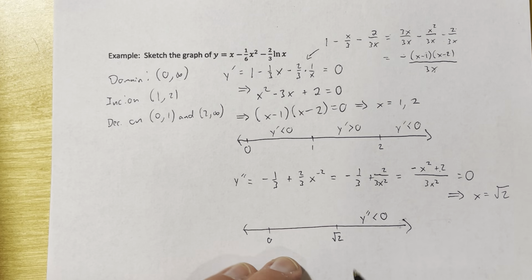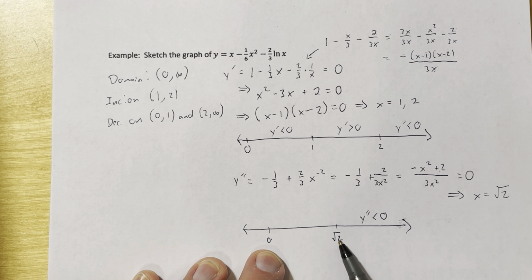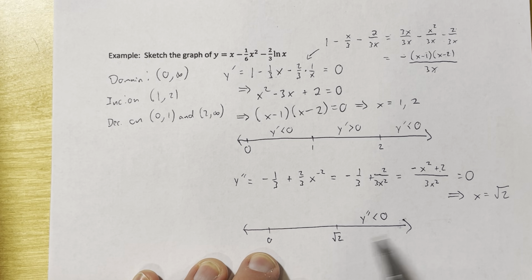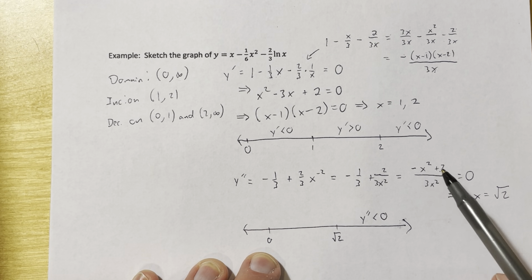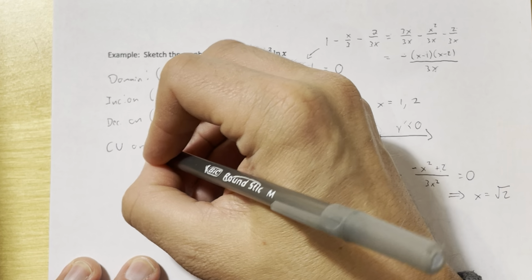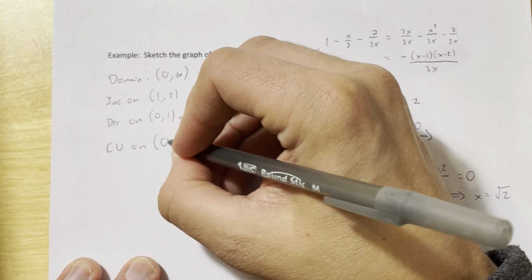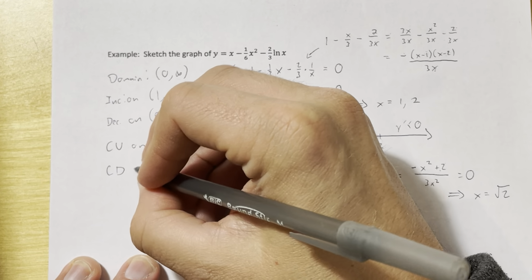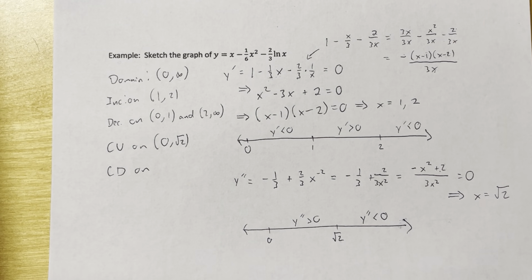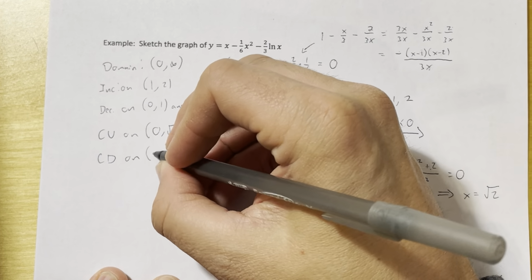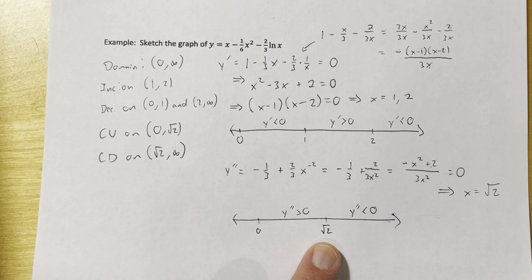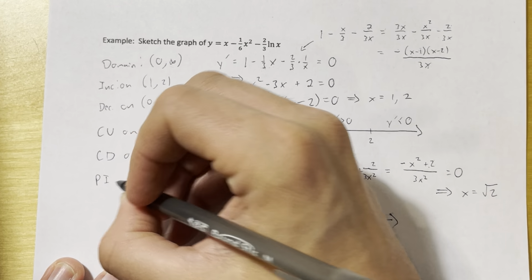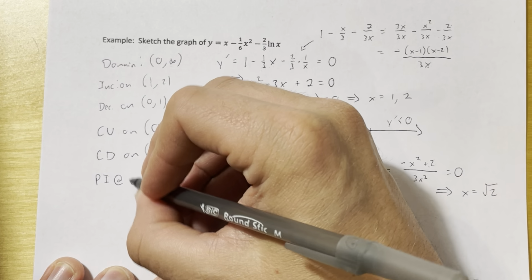Okay? My first interval is 0 to root 2. If I pick something smaller than root 2, like 1, for example, negative 1 squared is negative 1 plus 2 is positive 1 over a positive. That's positive. So that means we are concave up on the interval from 0 to root 2, concave down on the interval root 2 to infinity. Because there's a change in concavity and because this function would be continuous at root 2, we also have a point of inflection at root 2.